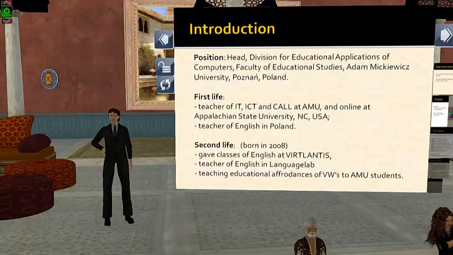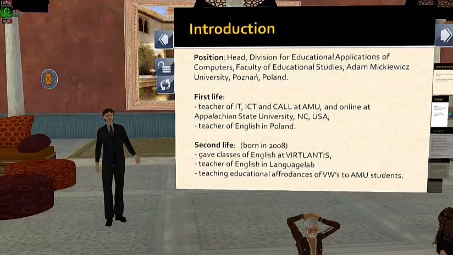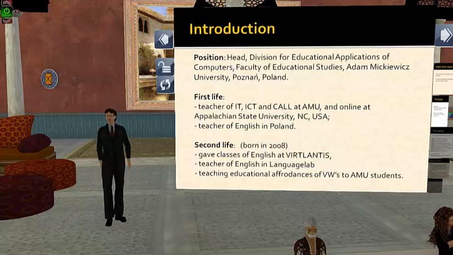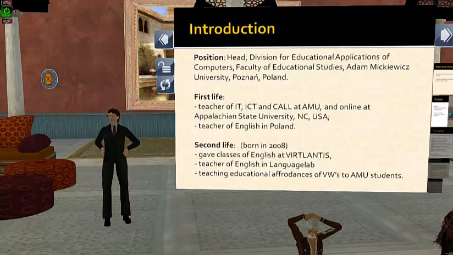I teach at Adam Mickiewicz University in Poznań, Poland. I'm the head of the Division for Educational Applications of Computers at the Faculty of Educational Studies, and the university is pretty big. It's more than 50,000 students. Professionally, I teach IT, ICT and computer-assisted language learning at AMU. I also teach online at Appalachian State University, North Carolina, USA, for about 8 years, maybe. And I'm a teacher of English in Poland.